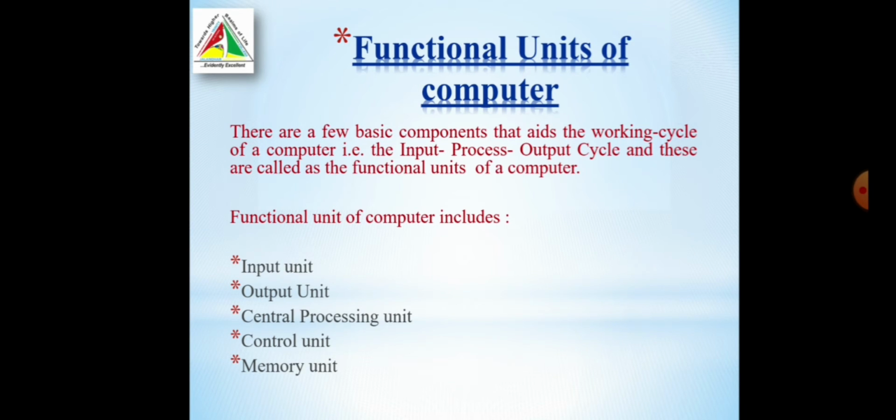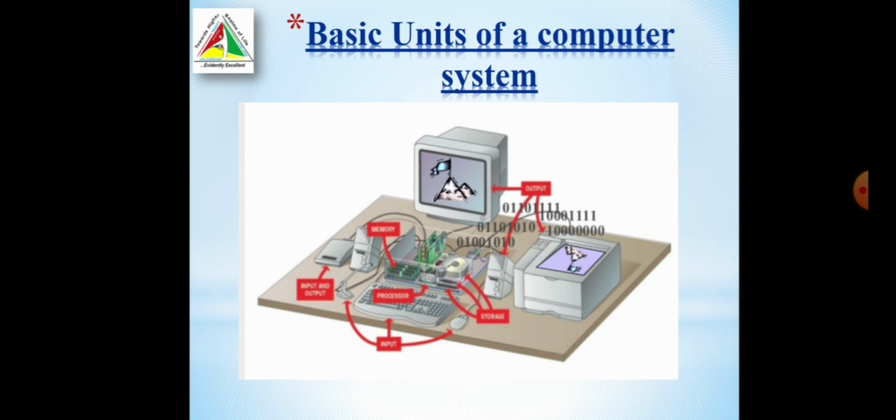Now we go to the functional units of computer. There are a few basic components that aid the working cycle of a computer. The working cycle means input, processor, and output cycle. These are called the functional units of a computer, which includes input unit, output unit, central processing unit, control unit, and memory unit. Basic unit of computer system we can see through this picture.